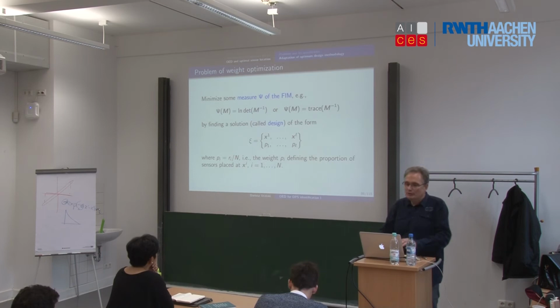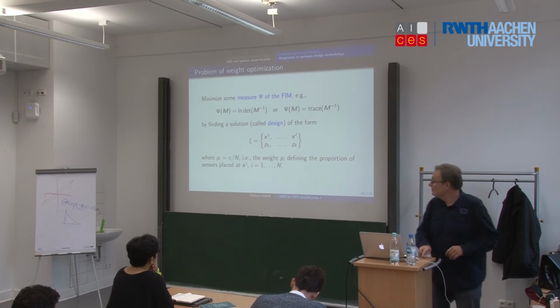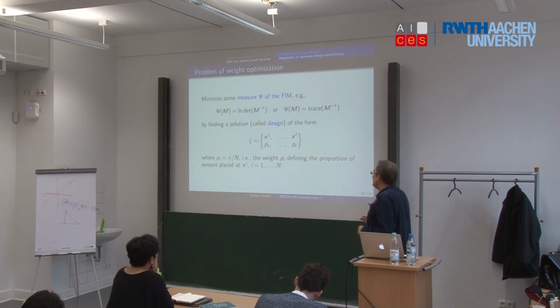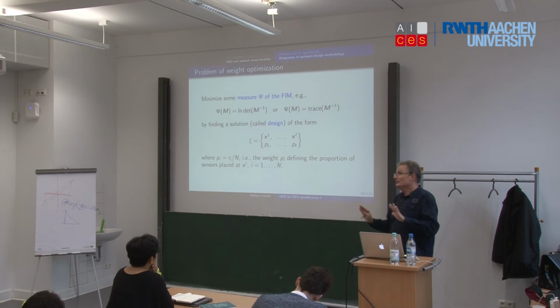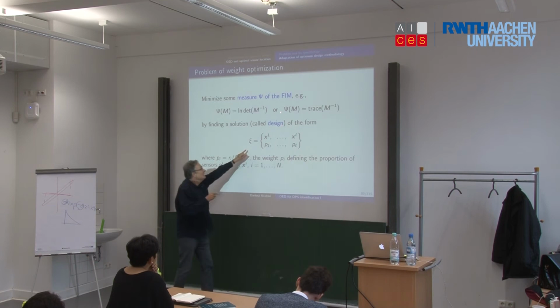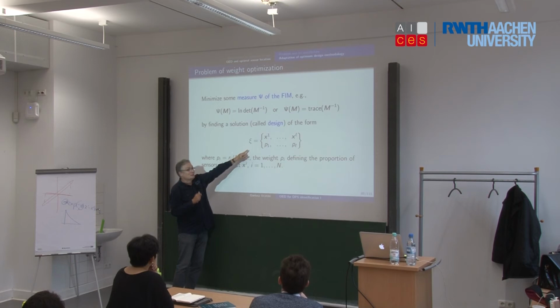Well, we want to minimize some measure denoted by psi defined on the information matrix. For example, for the D-optimality criterion, we want to minimize the log det of the inverse of the information matrix, or we can minimize the trace of the inverse. And now the notion of the design appears. Any statistician involved in experimental design uses the notion of the design of the experiment, and he or she interprets this in the following terms. It is a table denoted here by Xi. It is the most common symbol used in this context.